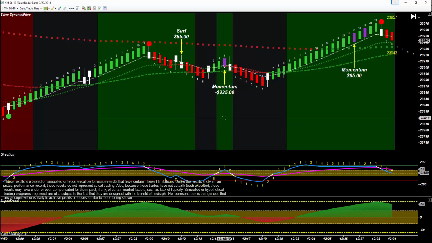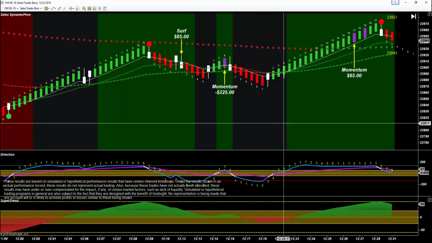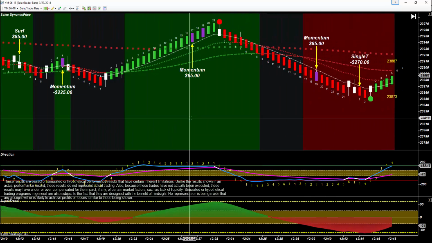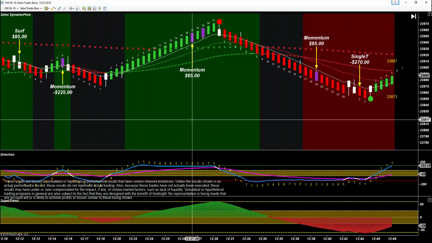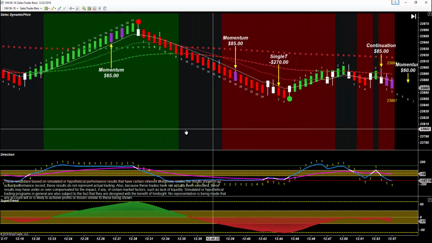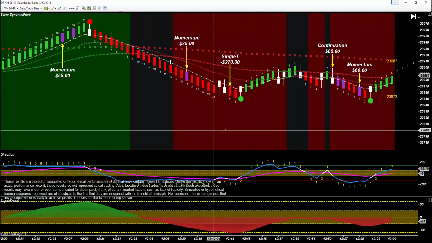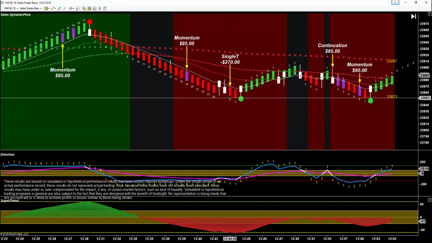Then we have a momentum long that does go against us. And another momentum here that hits profit target and grabs an extra tick with the runner, followed by a momentum short and a single T short. This one does go against us, but we are able to adjust our stop from 22 to 18 ticks.